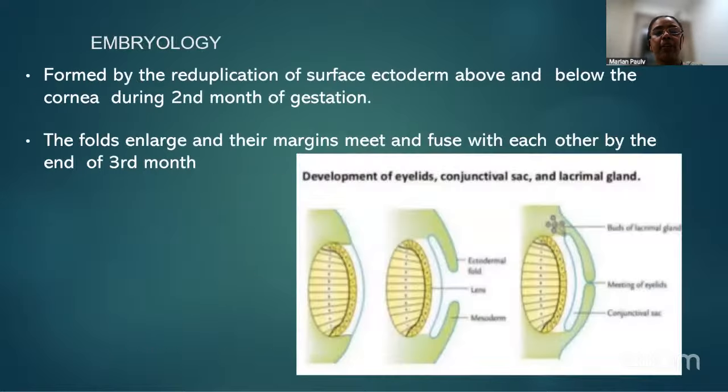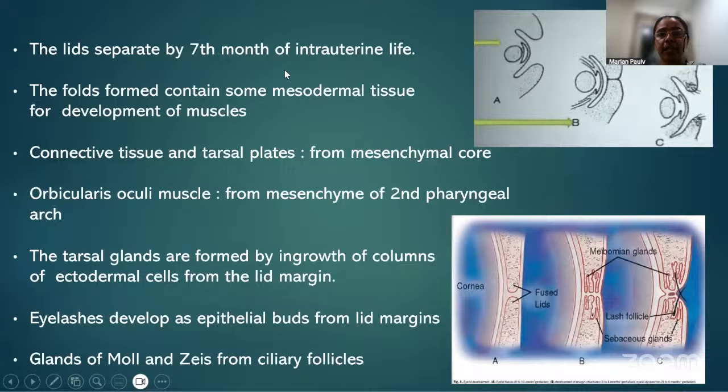So start with embryology. Eyelids are formed by the reduplication of surface ectoderm above and below the cornea during the second month of gestation. The folds enlarge and their margins meet and fuse with each other at the end of the third month. So the lids separate by the seventh month of intrauterine life. The folds contain some mesodermal tissues, and that is for the development of muscles. Connective tissue and tarsal plate are formed from the mesenchymal core. And the most important muscle, the orbicularis oculi muscle, is developed from the mesenchyme of the second pharyngeal arch.